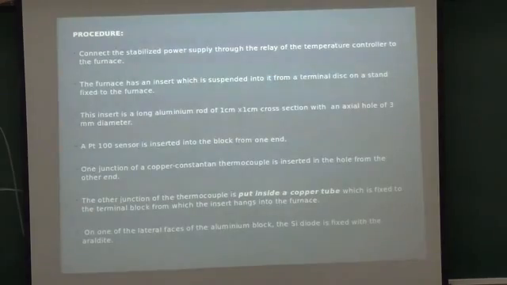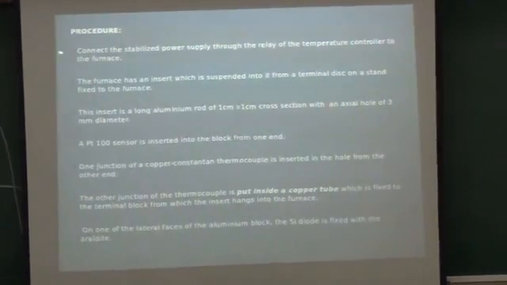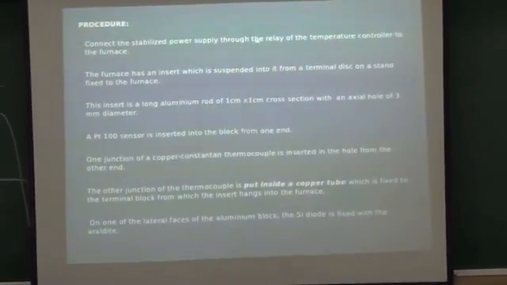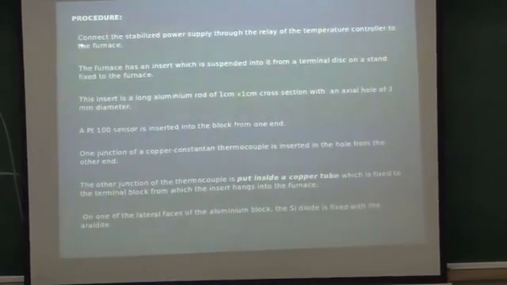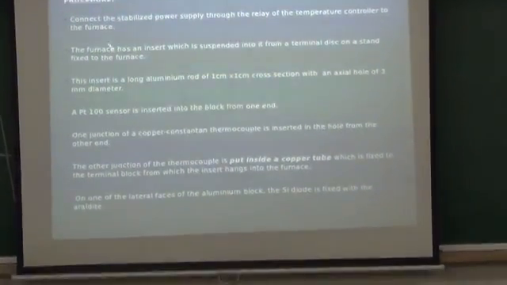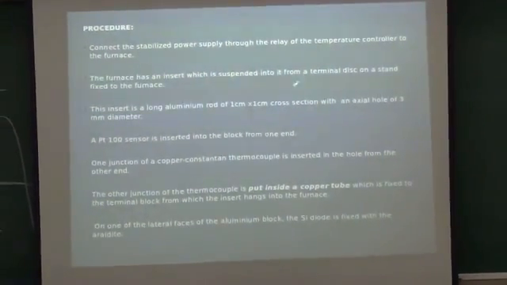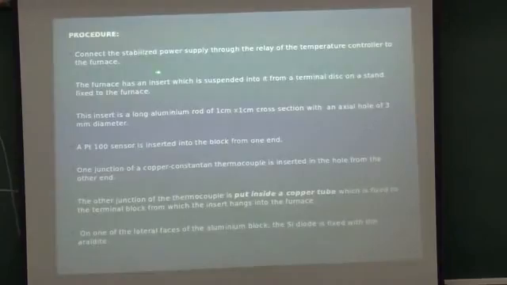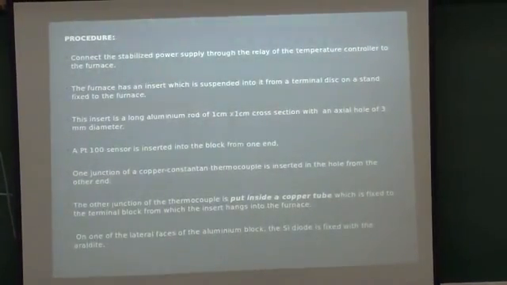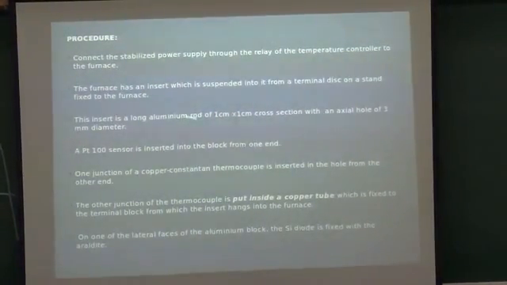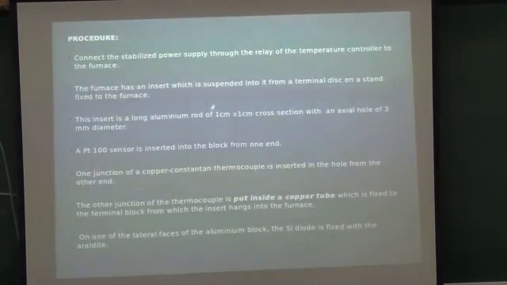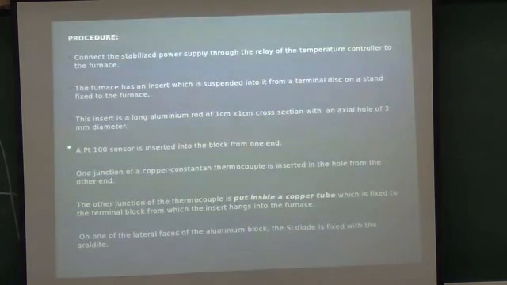For doing the experiment, it's very simple. You have to connect a stabilized power supply through the relay of the temperature controller to the furnace. So this is for heating the furnace. The furnace has an insert which is suspended through it from a terminal disc at the stand. It goes through the ceramic tube inside. The insert is a long aluminum rod, 1 centimeter by 1 centimeter, with an axial hole of 3 millimeter diameter.